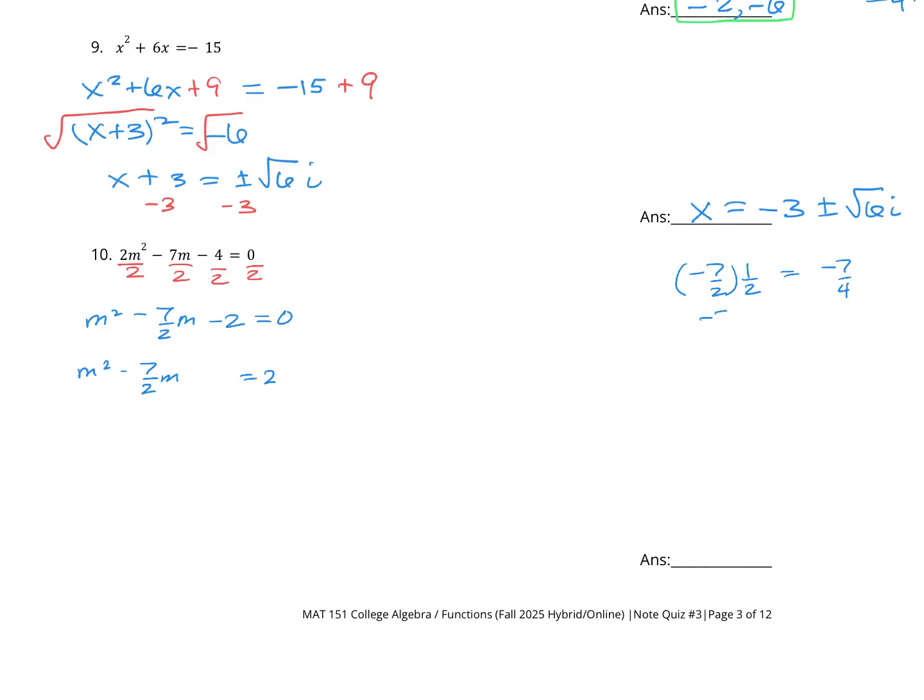Now we got to square it. Squaring that out is going to make 49/16. So that's the number we have to add to both sides here to complete the square. Again, it's 49/16 on both sides. Always the same thing to both sides.